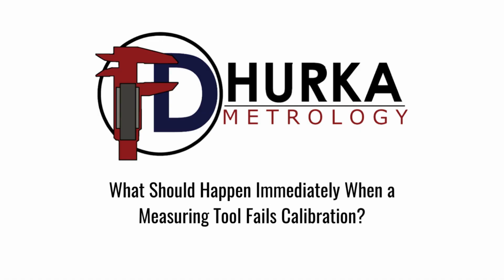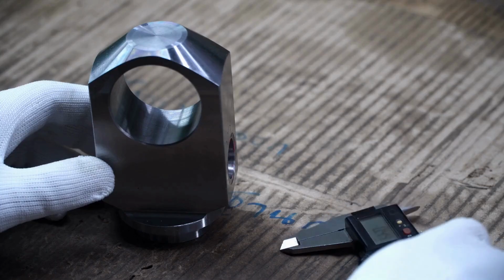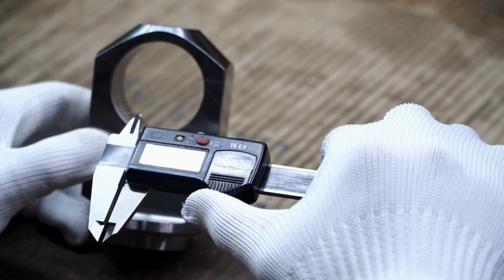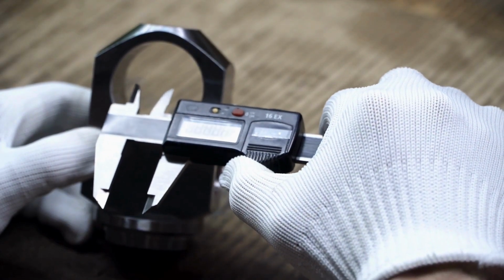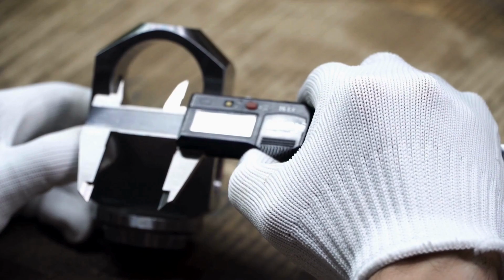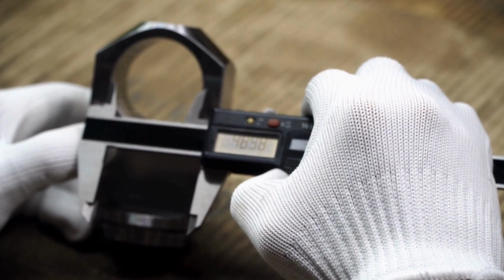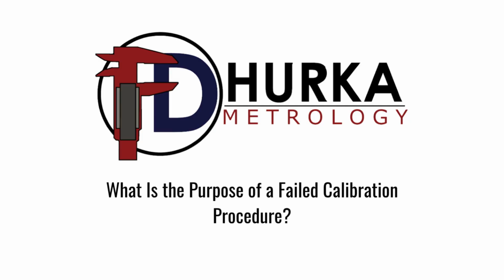What should happen immediately when a measuring tool fails calibration? The tool should be taken out of use right away for inspection, acceptance, or process decisions. It should also be removed from the work area, tagged, or placed in a hold area so it cannot be reused by mistake. What is the purpose of a failed calibration procedure?